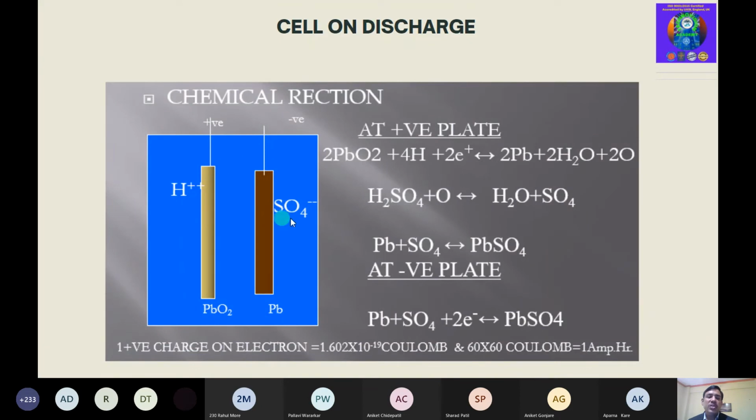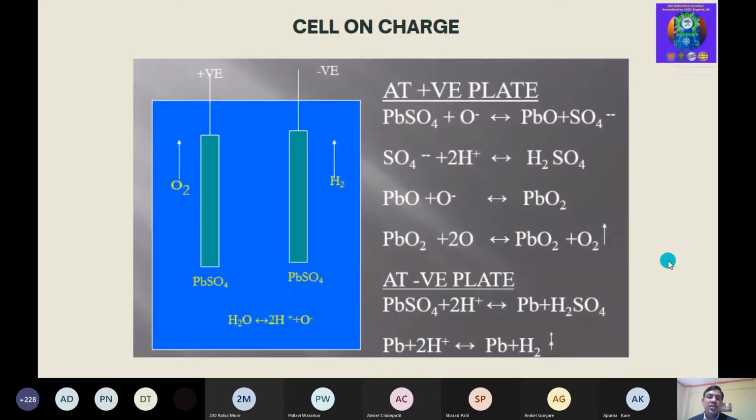These are some of the reactions that happen at the positive and negative terminals. Generally at the positive terminal oxygen is released, and at the negative terminal hydrogen gas is released.